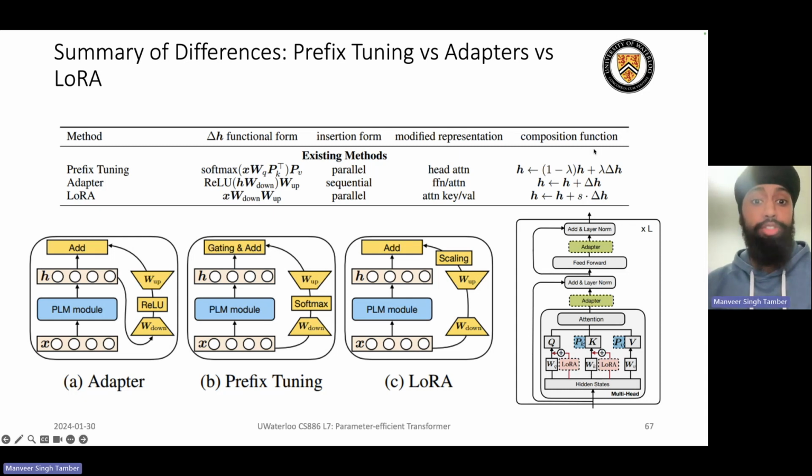And then we have these composition functions, which we've been looking at. And there's a new one for LoRA, where basically the composition function for LoRA looks a lot like adapters, but there's the addition of this s hyperparameter, basically that scales the change to h. And we have the functional forms for delta h here.